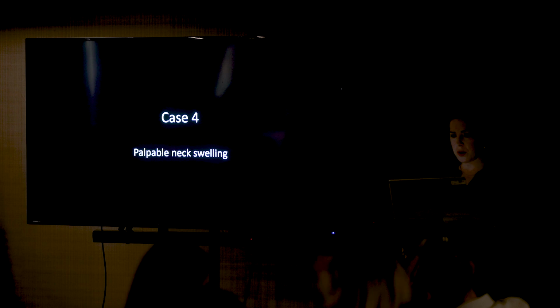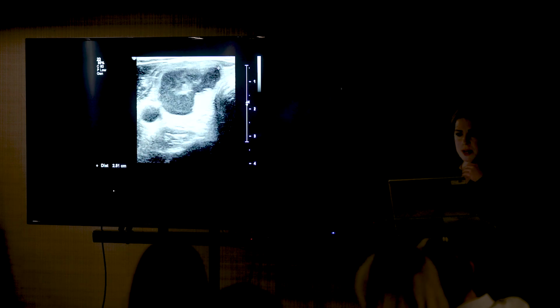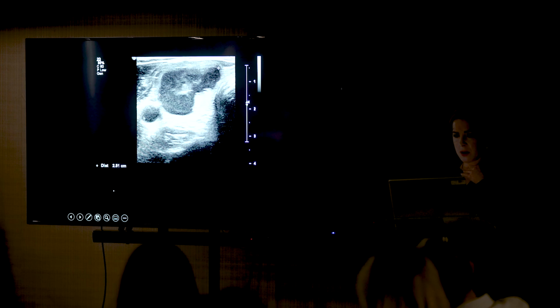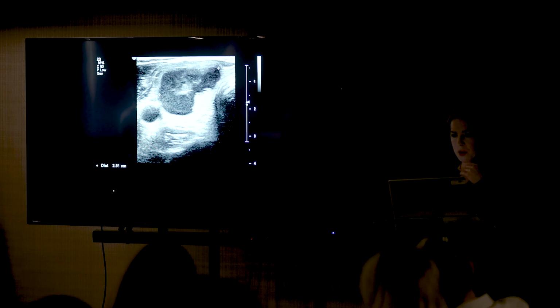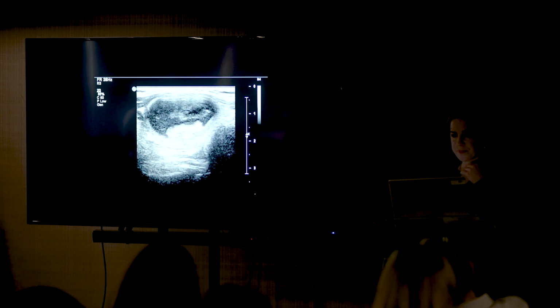So case 4 was a palpable neck swelling. So this is the right lobe of the thyroid there. You've got the trachea there, carotid there. So this is the lesion in question. So how would you grade this one? What U value would you give it?